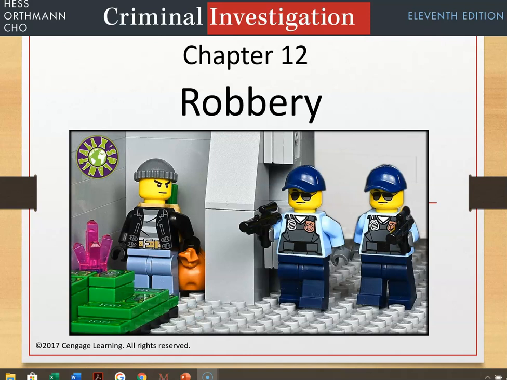This week's lecture is going to cover Chapter 12, where we are going to look at robbery. And yes, I love Legos, so I thought it would be a nice introduction to have a picture of Legos as they relate to robbery. So I've fulfilled my Lego obligation. But let's go ahead and get started.